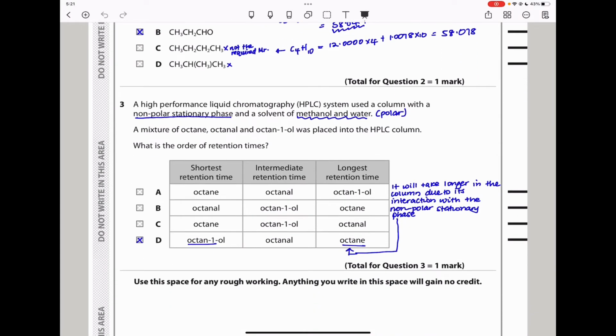Going to question 3, it says, a high-performance liquid chromatography HPLC system used a column with a non-polar stationary phase.